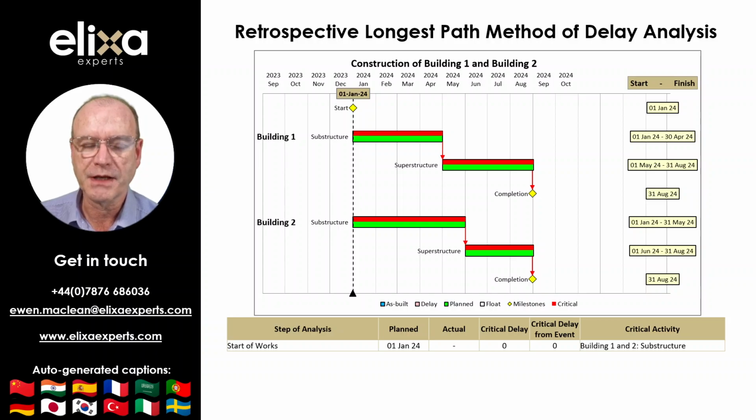The retrospective longest path method of delay analysis provides for identifying the as-built critical path of the project and measuring any delay to activities on the as-built critical path against the corresponding plan dates in the as-planned program. Project records are then examined to ascertain what events might have caused the critical delay identified.